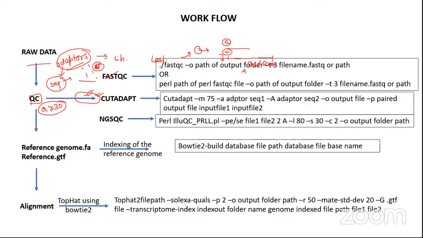So there is one table called ASCII. We can match this with the ASCII table, and then this Phred score should be equal to or more than 30. Usually everybody recommends that, but for RNA-seq it can be worked out with 25 as well. So that depends.